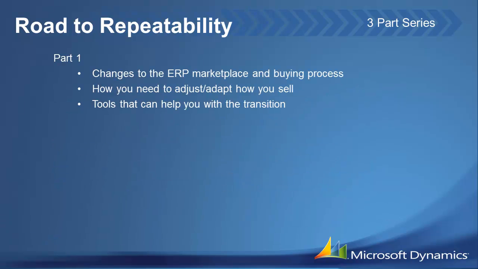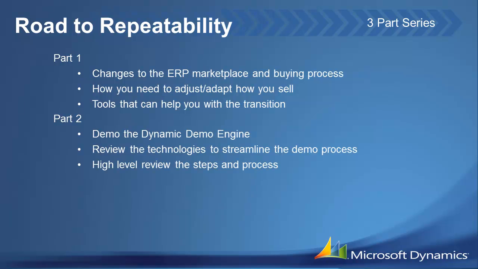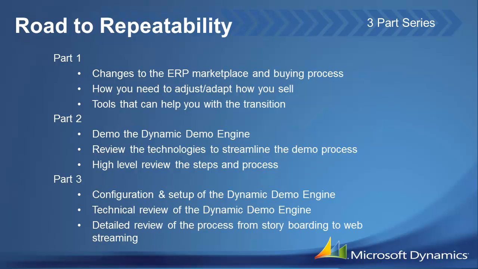This is a three-part series. Part 1, we're going to review some of the changes to the ERP marketplace and the buying process, and how you need to adjust and adapt how you sell, and tools that can help you with the transition. Part 2, we'll review the tools. We'll demo the dynamic demo engine, review the technologies that we use to streamline the demo process, and give you a high-level review of the steps in that process. In step 3, we'll focus on the configuration and the setup of the tool, a technical review of how it works under the hood, and then a detailed review of the process, ranging from storyboarding all the way to the web stream.